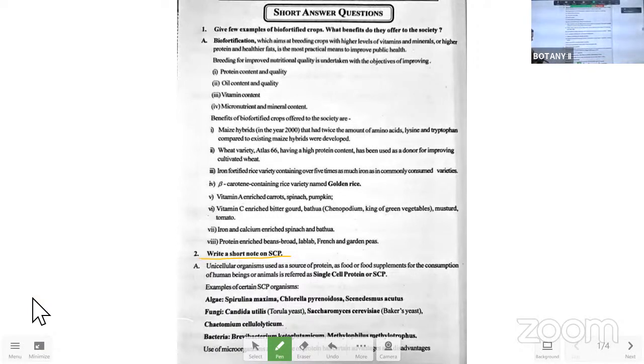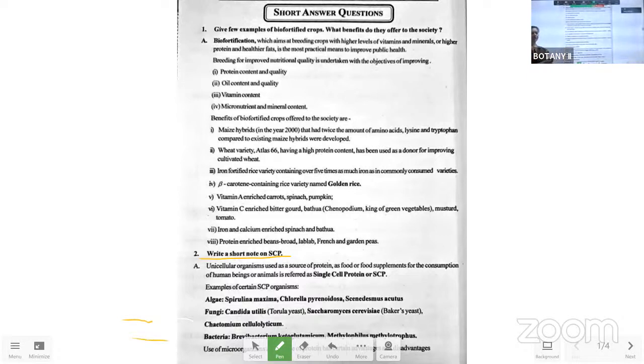So what is meant by SCP and what to write in the question booklet itself, what we have to see here. SCP means single cell protein. That means from the unicellular organisms, when we are extracting the proteins, those proteins are called SCP, single cell proteins. So first of all, what is meant by SCP? Full form we have to write. SCP means single cell proteins.